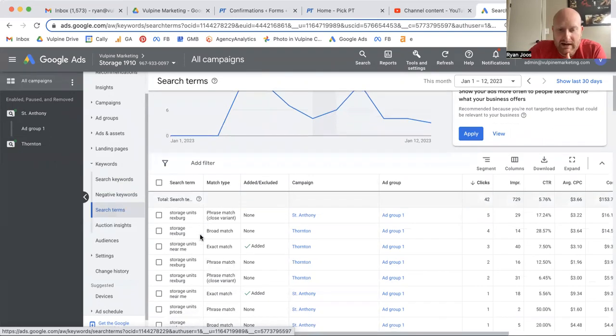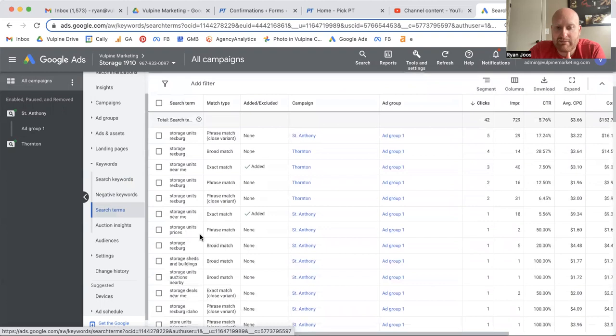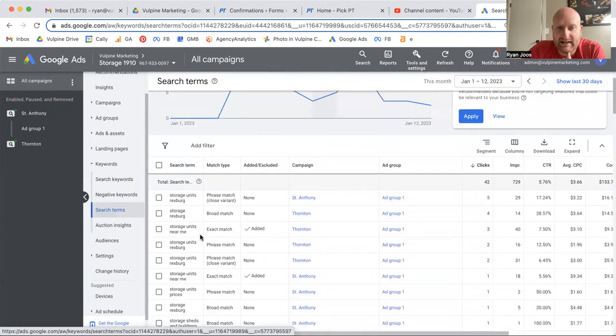As I'm looking through here, things are looking honestly pretty dang clean. Storage units Rexburg, that's perfect. Storage Rexburg, I don't like that one as much, but that could still be fine. If I'm running out of budget or something like that, I might negate that one because it might be a little bit vague. I don't quite know what they're looking for. The click-through rate is looking excellent, so I'm hoping that's appropriate and that's what they're looking for.